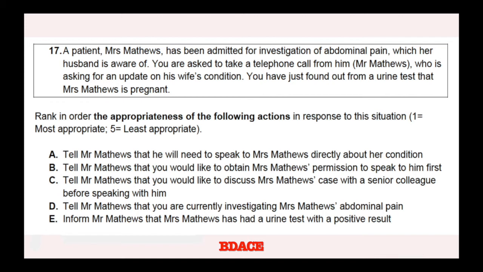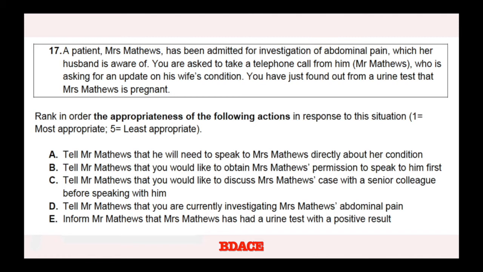Using rule number 5, your second option is D, A, or C. They all seem quite appropriate, but you have to look at them independently. Why is D the next best appropriate answer? Telling Mr. Matthews that you are currently investigating Mrs. Matthews' abdominal pain. Why is this over A and C?